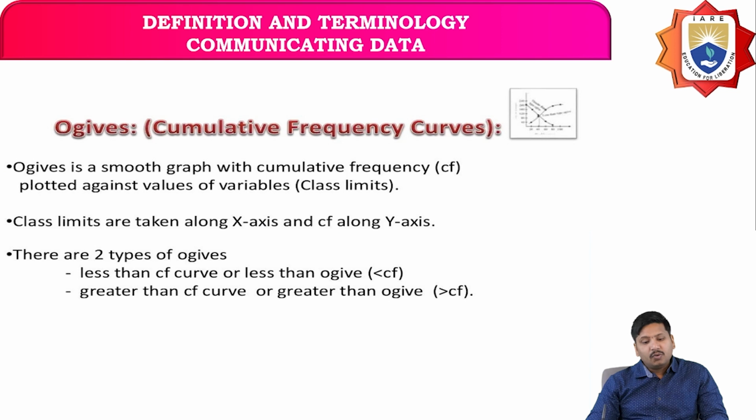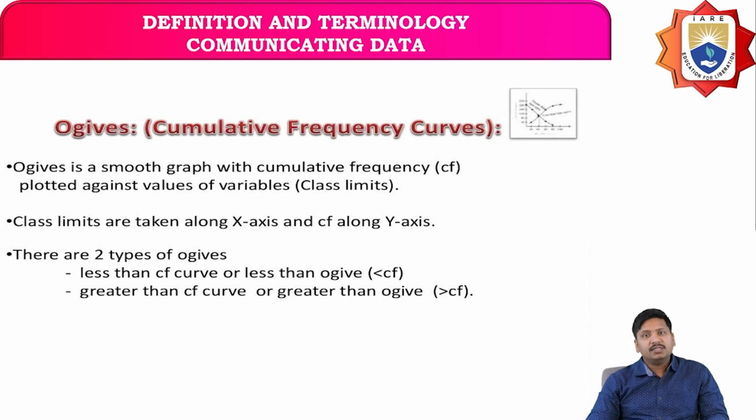And the next one is the ogive. An ogive is nothing but a cumulative frequency curve. The ogive is a smooth graph drawn with the cumulative frequency plotted along the variables. The class limits are going to be taken on the x-axis, and the cumulative frequency is going to be taken on the y-axis. There are two types of ogives: the less than ogive curve and the greater than ogive curve.